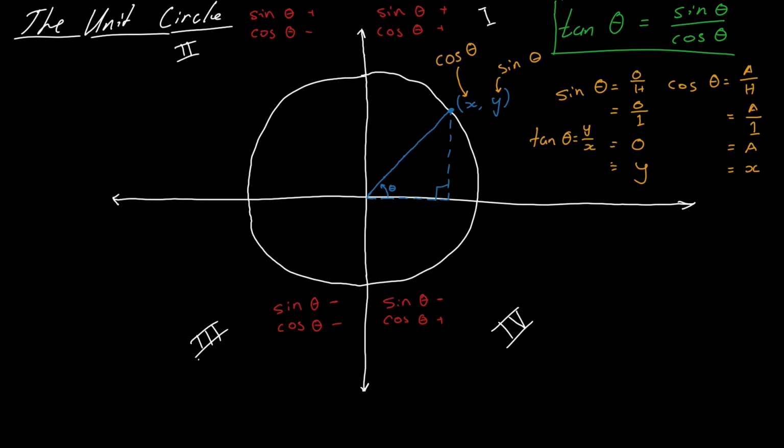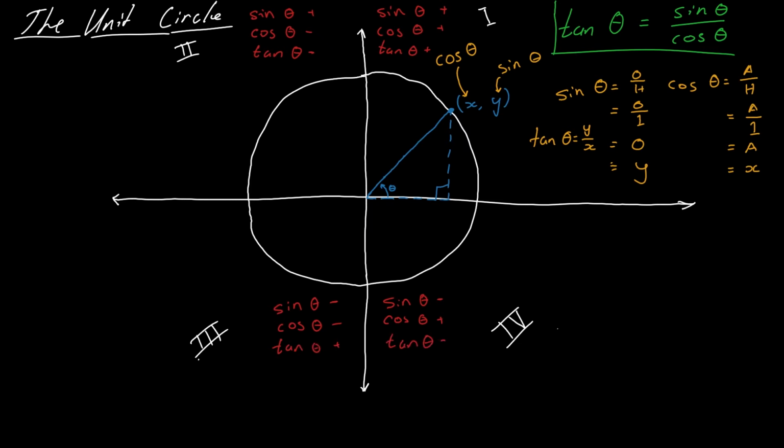We come back to the identity that the tangent of theta is equal to the sine of theta over the cosine of theta. In the first quadrant, the sine and cosine are positive, and when you have a positive number over a positive number, the answer is going to be positive, which means the tangent is positive. In the second quadrant, the sine is positive, but the cosine is negative, which means the tangent is going to be negative. In the third, they're both negative, which cancels and makes a positive, and in the fourth, the tangent is negative.